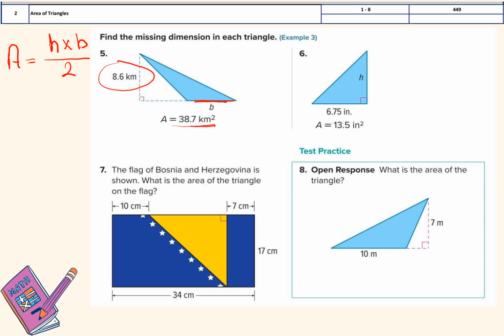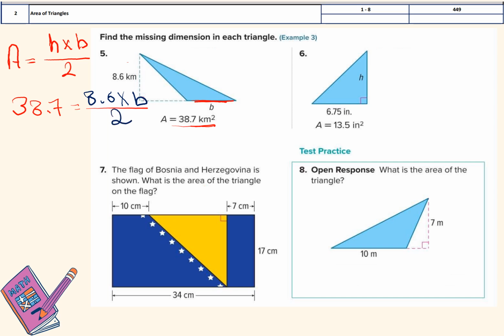I'm going to replace the area by its value, which is 38.7, equals the height by its value, which is 8.6, times the base. The base is not given in the question, it is missing, so I'm going to keep it as it is. I'm going to write it exactly as it is. Then I'm going to write 2 here.